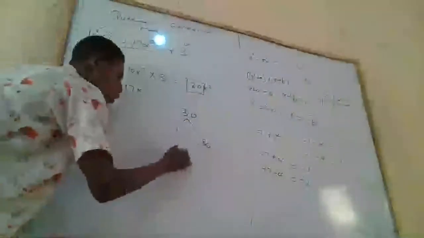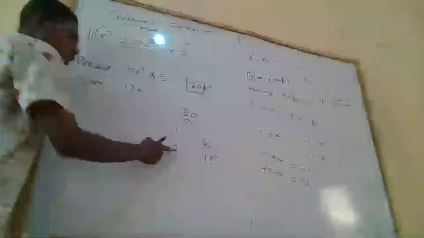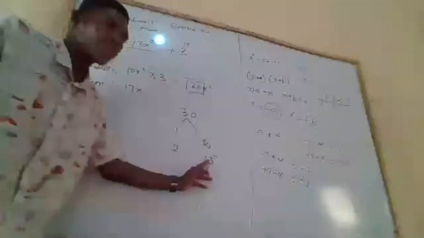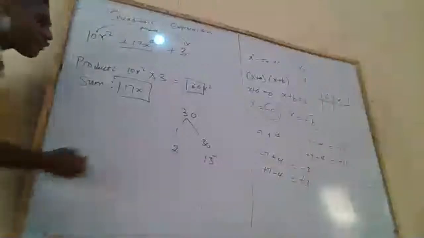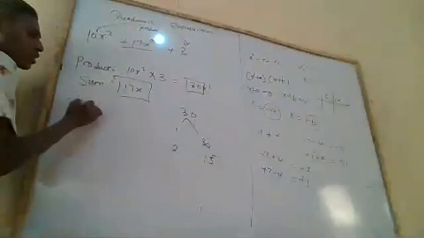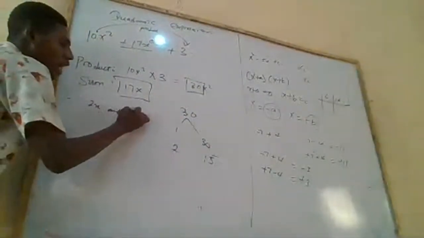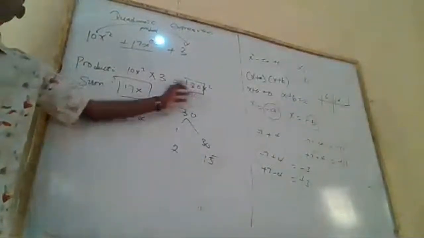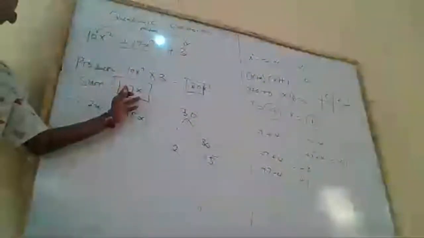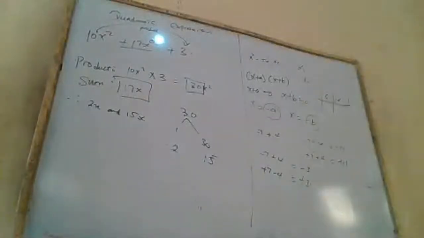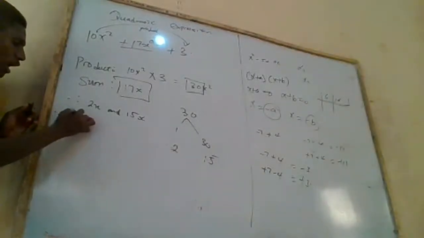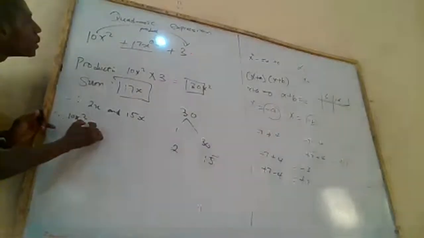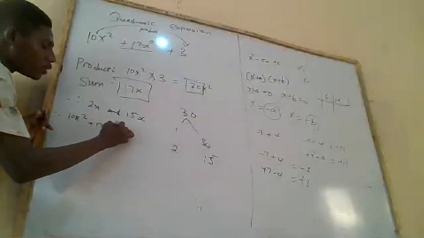We have 2. 2 in 30 is what? 15. 2 times 15 will give you this, right? Now 2 plus 15 is what? 17, which is what we are looking for. So the two factors here are going to be 2x and 15x. 2x times 15x gives 30x squared. 2x plus 15x gives 17x. So therefore, I will now say we have 10x squared plus 17x plus 3.